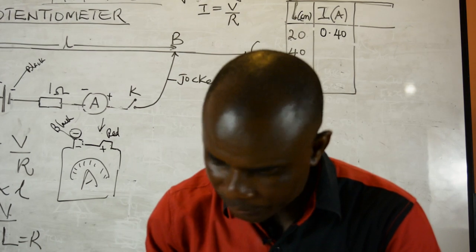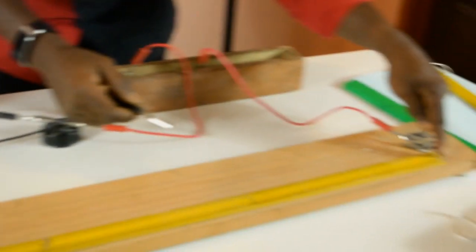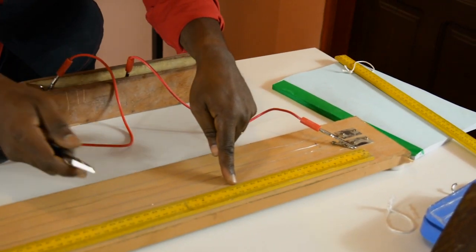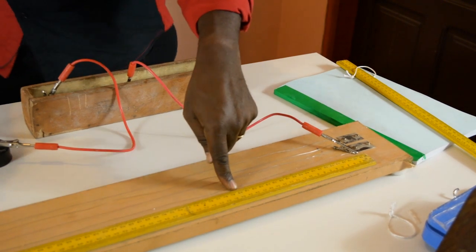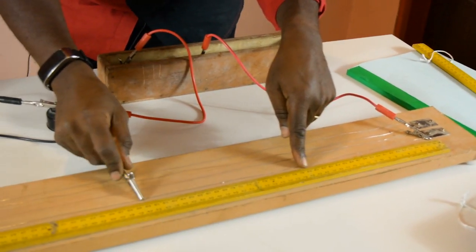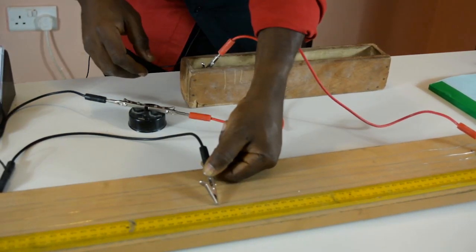So I close the key. I want to now fix it. I measured it first at 20 centimeter. That was somewhere around here. Now I'm going to put it at 40 centimeter from my scale over there. It's 40 centimeter. This is 41. It's 40. So 40 is somewhere here. So I tap it at 40 centimeter here.